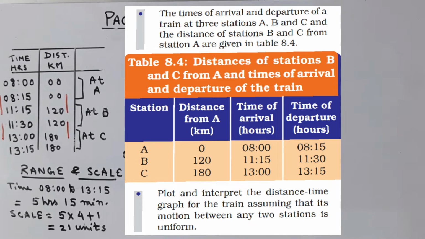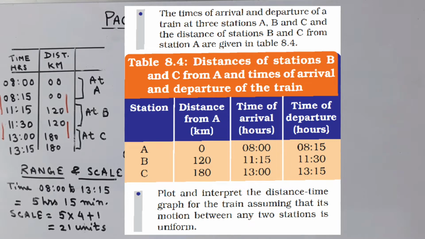Here we take a question from activity 8.9, page 106. It says the times of arrival and departure of a train at three stations A, B and C, and the distance of stations B and C from station A are given in table 8.4. So here is the table. Then plot and interpret the distance time graph for the train, assuming that its motion between any two stations is uniform.